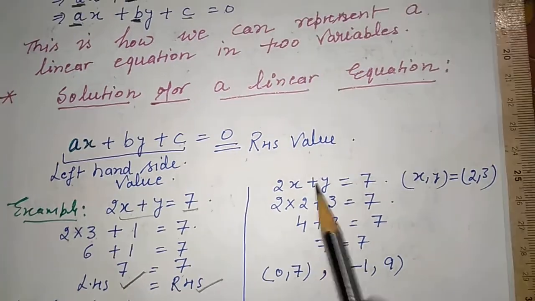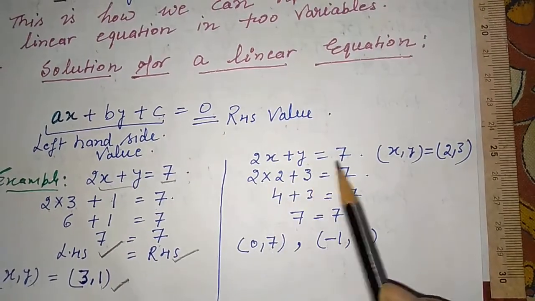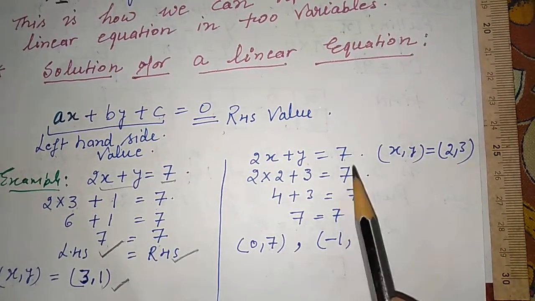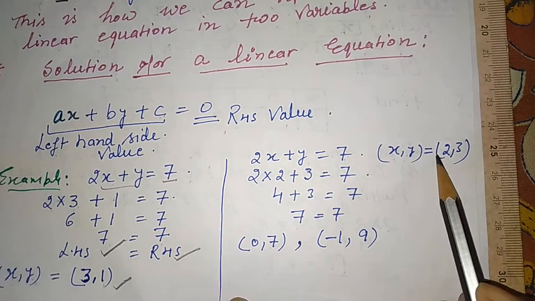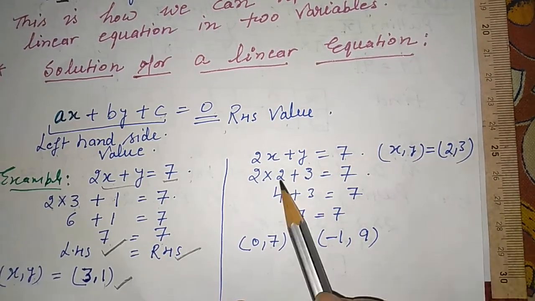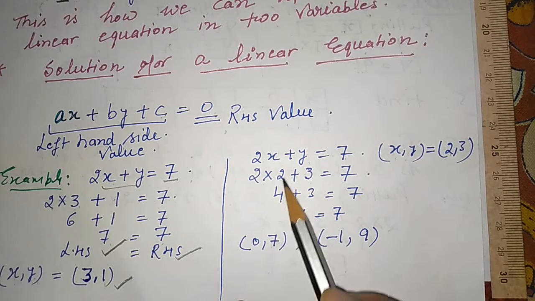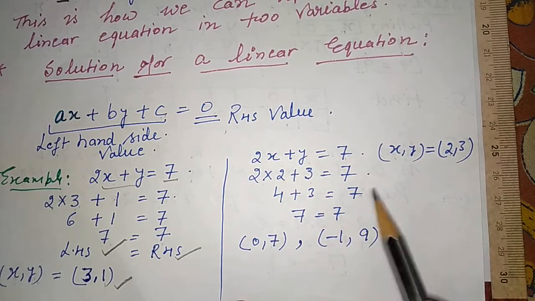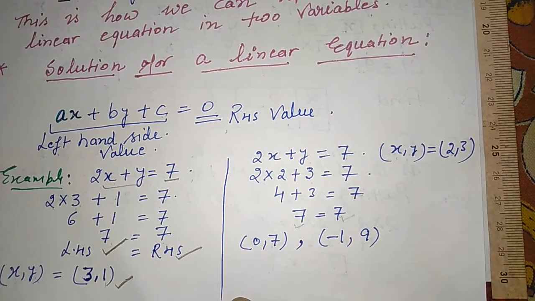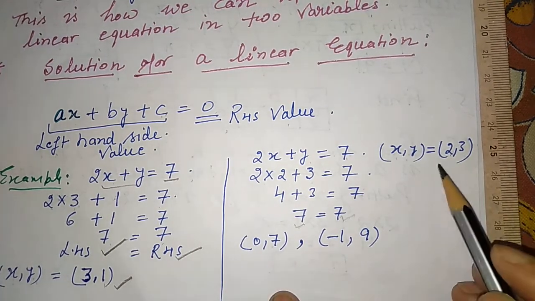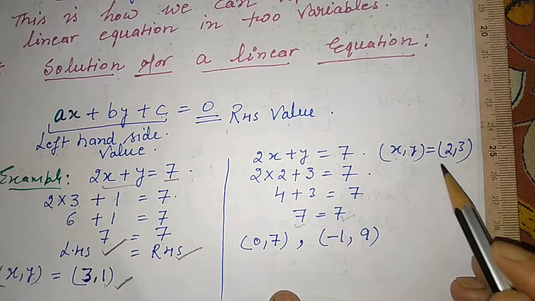One more example we can take, the same example, 2x plus y is equal to 7. Another value we are keeping here. Suppose x is equal to 2 and y is equal to 3. 2 times 2 is 4, plus 3 is equal to 7. So 7 is equal to 7. Again the left hand side is equal to the right hand side. It means we have one more solution of the same equation, that is 2 and 3.